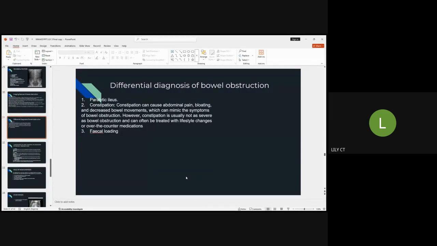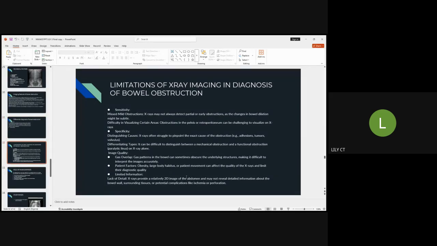Differential diagnosis: paralytic ileus, constipation, fecal loading. Limitations of X-ray imaging in diagnosis of bowel obstruction. So we have the issue of sensitivity. X-rays may not detect partial or early obstruction, as the changes in bowel dilation may be subtle. Difficulty in visualizing certain areas. So distinguishing causes: X-rays often struggle to pinpoint the exact cause of the obstruction, such as adhesions, tumor, or globules.